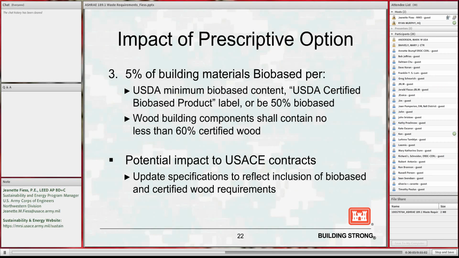The last option for the prescriptive option of the three is to use bio-based materials. Bio-based materials per 189.1, what they're looking for is to be USDA certified bio-based and to have wood building components with 60% certified wood. So again, apples and oranges, unfortunately. For those who've been working on sustainability for a long time, you've experienced that apples and oranges, the differences between LEED and other things. Here we have 189.1, also a little bit of a difference from the way LEED calculates things.